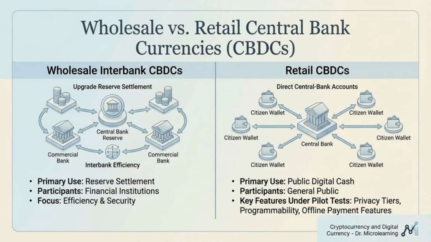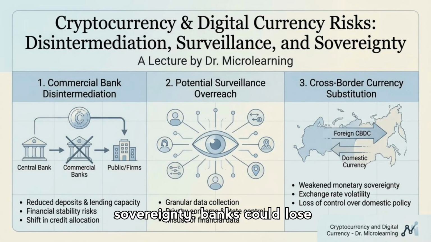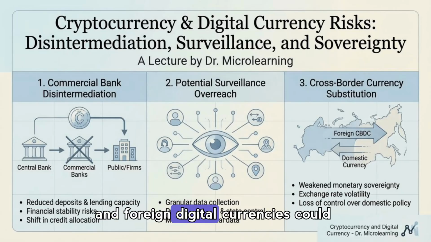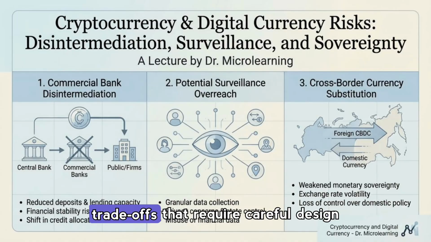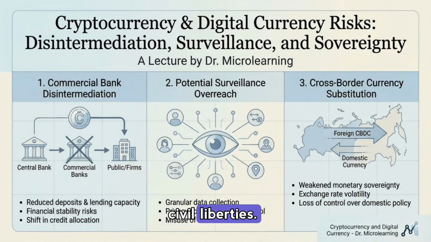Digital currencies carry risks around disintermediation, surveillance, and sovereignty. Banks could lose deposits and lending capacity. Centralized data collection raises privacy and state control concerns, and foreign digital currencies could weaken domestic monetary policy. The slide frames these as policy trade-offs that require careful design to preserve financial stability and civil liberties.